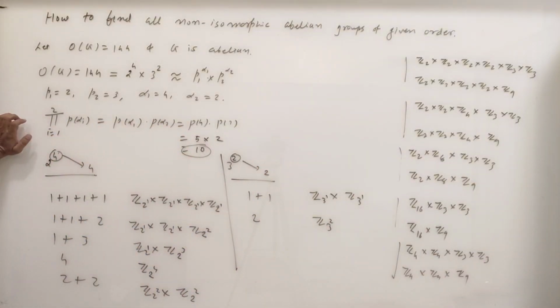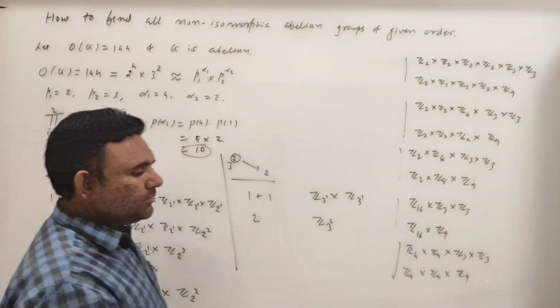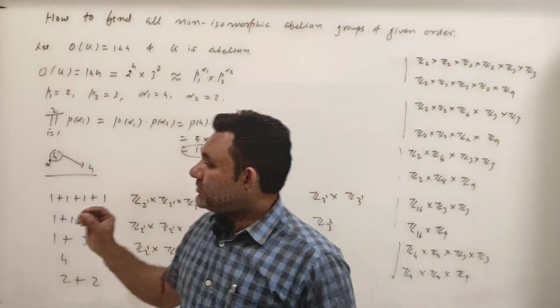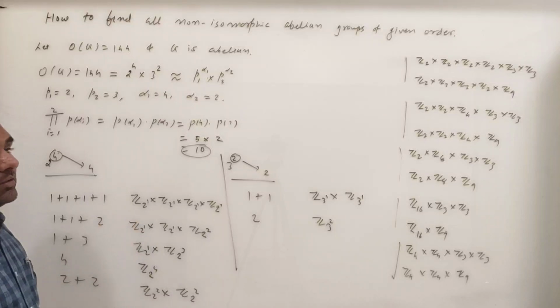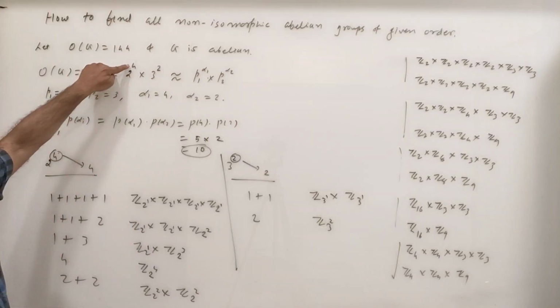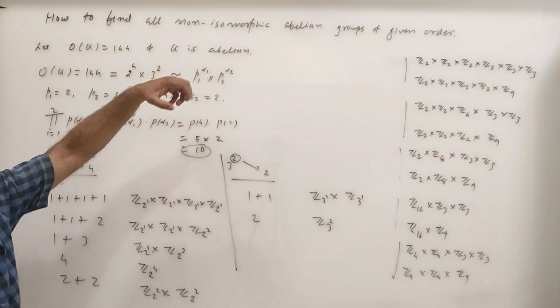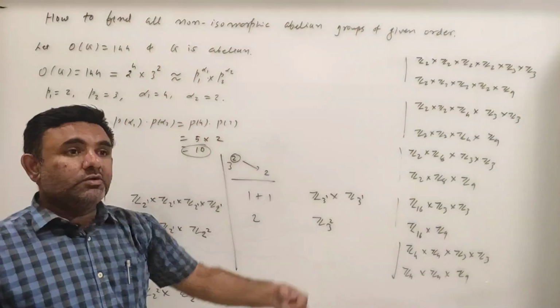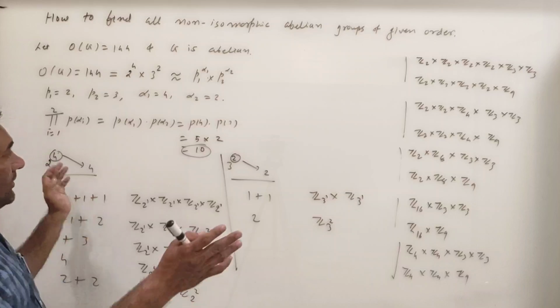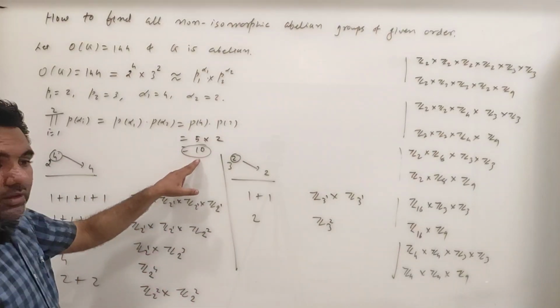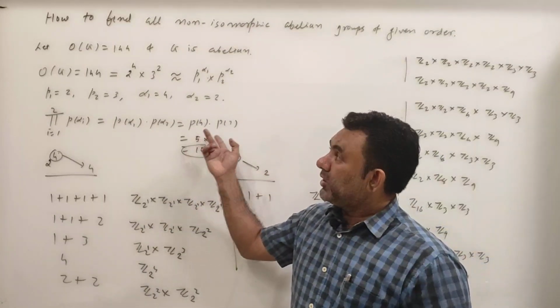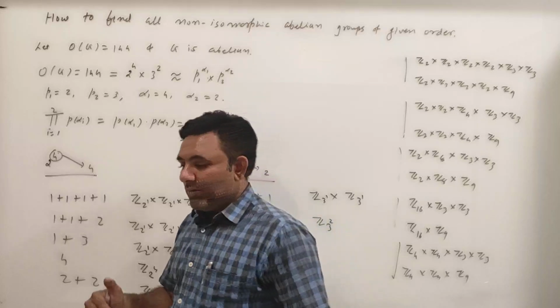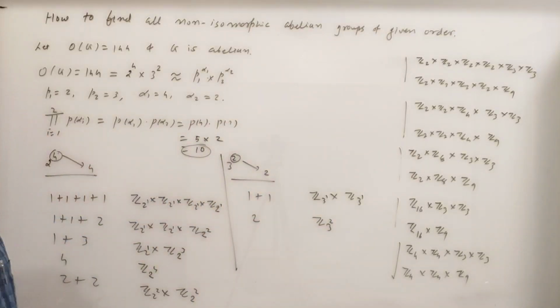So this is the way to list out the non-isomorphic groups. So what is the algorithm? First of all, you just write down the prime factorization of your order. Then you consider what is the alpha 1, alpha 2. Then just find out the number of partitions of alpha 1, alpha 2 and so on, and just find out the product. So whatever the product of partitions of alpha is, it will give you the total number of non-isomorphic groups of order n.